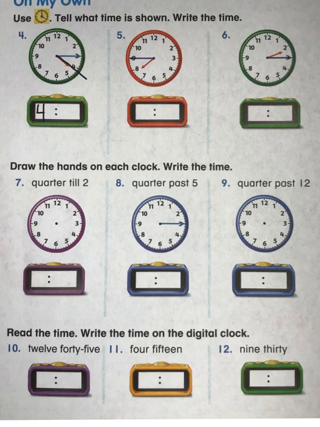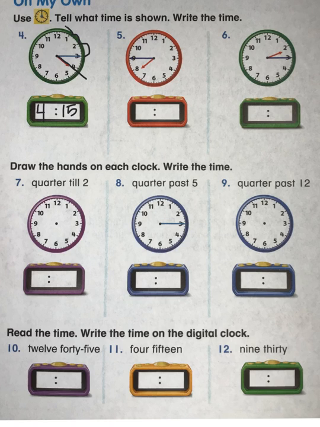Now if we look at our minute hand, which is the hand in blue, if we skip count by 5s, 5, 10, 15. So the time is 4:15, or a quarter past 4 o'clock.